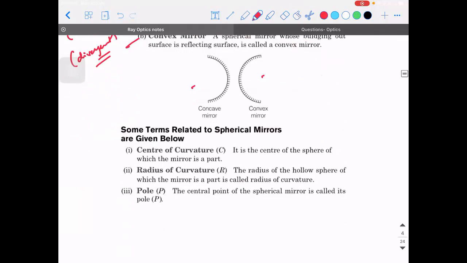Sir, it's opposite for lens, no sir? Yes, it is. Okay. Convex is the outward bulged surface. If you take a spoon, you will have the portion through which you eat. You take the food through the concave part, and the other side is convex.